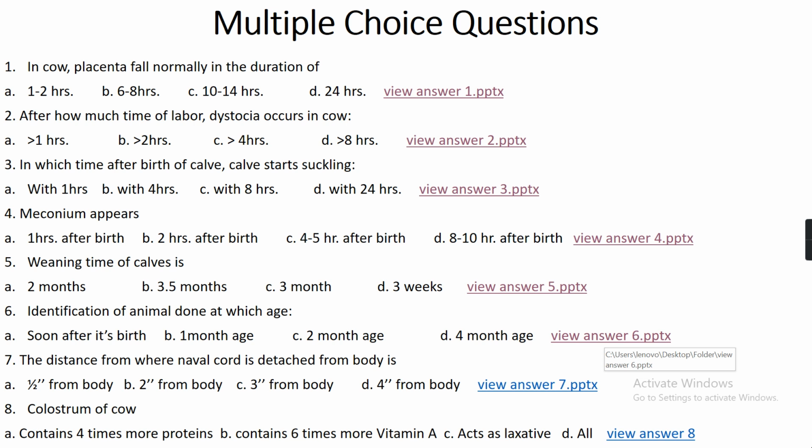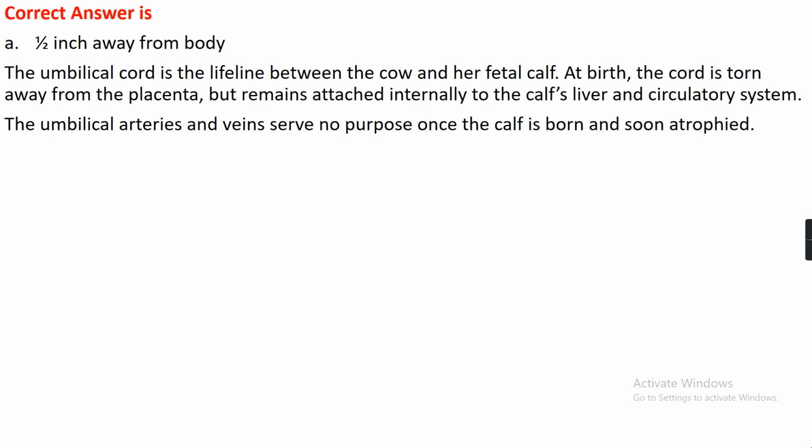Okay. Question number 7. The distance from where the navel cord is detached from the body is: option A, half inch from body; option B, 2 inches from body; option C, 3 inches from body; or option D, 4 inches from body. The right answer is option A, that is half inch away from the body.